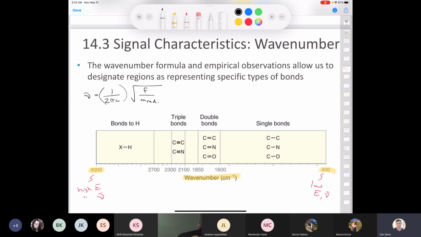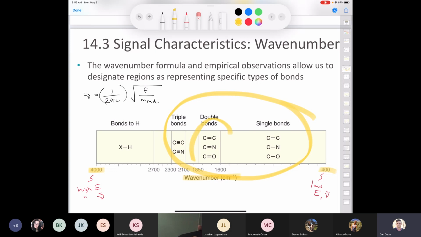So we can actually take a look at the spectrum, and we can divide it up into specific regions that represent specific types of bonds. For example, if we're just thinking about bond strength, single bonds are going to be way down at the bottom, right? Like let's say we have a carbon-carbon single bond, or a carbon-nitrogen, or a carbon-oxygen single bond. Those are going to absorb at low frequencies or low energies, or they're going to absorb at low wave numbers. Why? Because they're weak bonds.